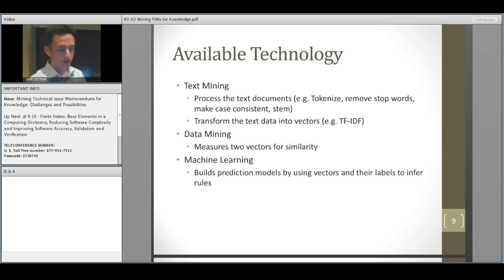Once you have these vectors, there are algorithms and a good amount of tools that implement these algorithms for mining data, comparing these vectors for similarity, as well as algorithms for learning from this data. If we provide a classification for a given text document, we can use algorithms that would build a model for classifying new documents.